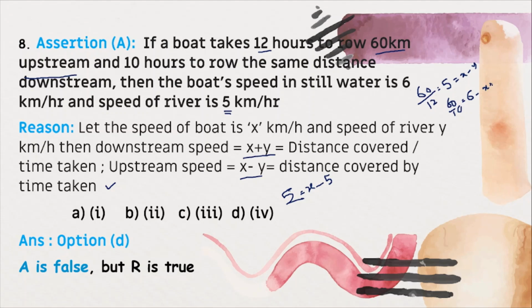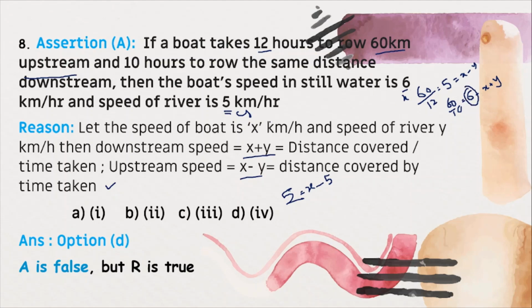In the question itself, the assertion itself, they gave some x and y. What is the speed of the boat in still water? This is x and this is y. Just you add x plus y, you will get 6 plus y, 11. But according to the calculation, we are getting 6.